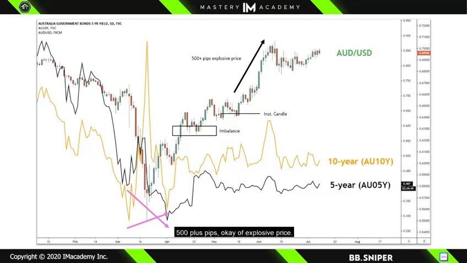500 plus pips, okay, of explosive price, and that's only a couple of weeks, right? Because on this daily time frame, you can count there's only a few candles, not a whole lot. So a couple weeks of price action, and the market rallied over 500 pips. So very, very explosive price. And that's nice, right? That's what you want.